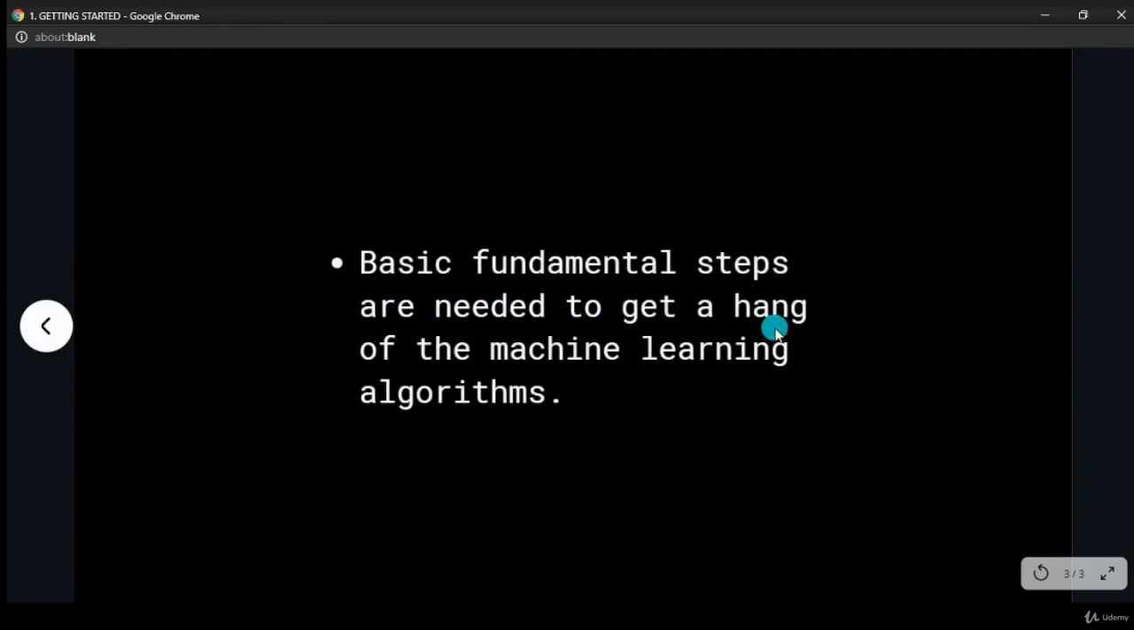There are some basic fundamental steps that are needed to learn in order to get a hang of the machine learning algorithms.